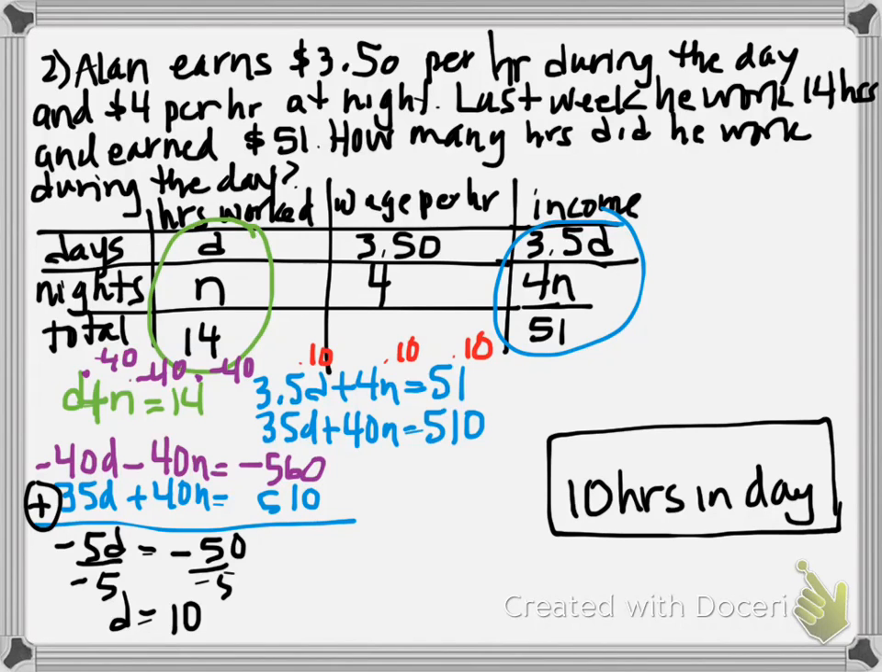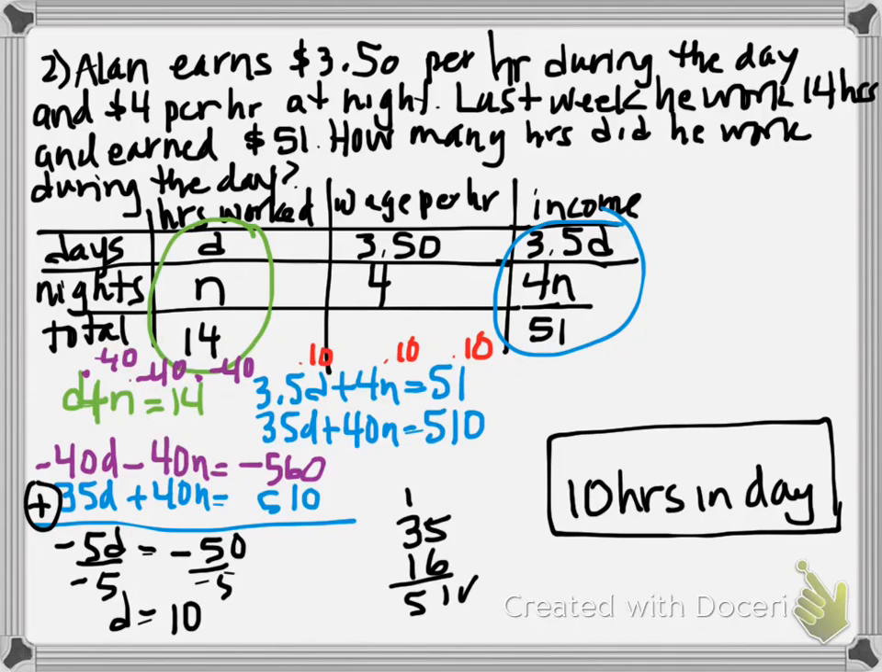Okay, and that's that. And we could test it. If we plugged it into the green equation, we get 10 for the day, 4 for the night, and then we could calculate the amount of money. So for $3.50 for 10 hours, that's $35. And for 4 hours at $4 each, that's going to be 16. And we get 51. So that just proves we did it right.